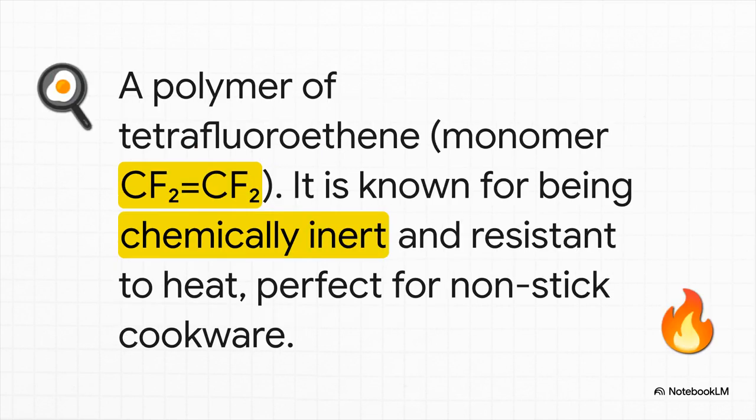You've absolutely heard of this one, Teflon. Its fancy chemical name is polytetrafluoroethylene. The key things to remember are that it's chemically inert, meaning it doesn't react with stuff, and it's super resistant to heat. And that, of course, is what makes it perfect for nonstick pans. Its monomer, by the way, is tetrafluoroethylene.